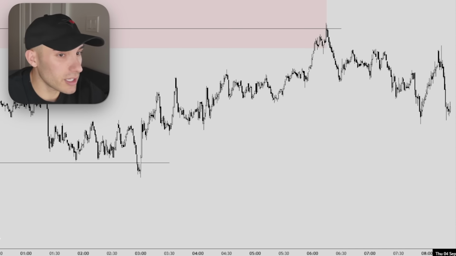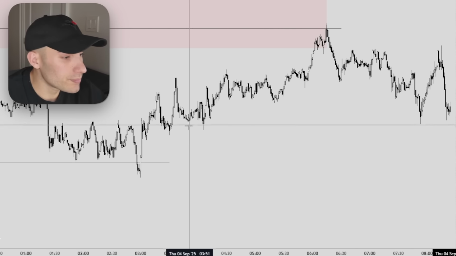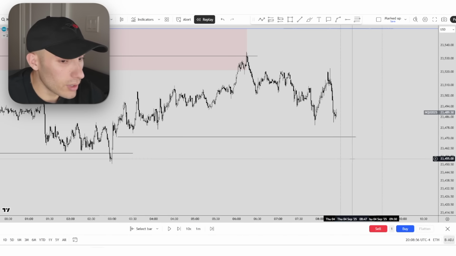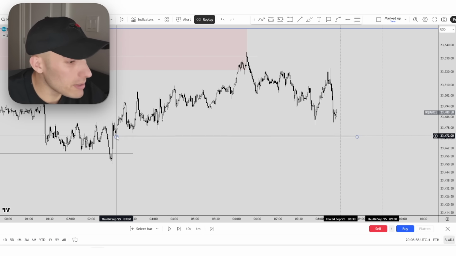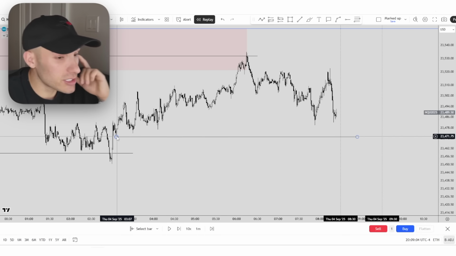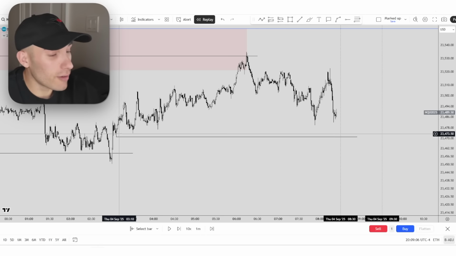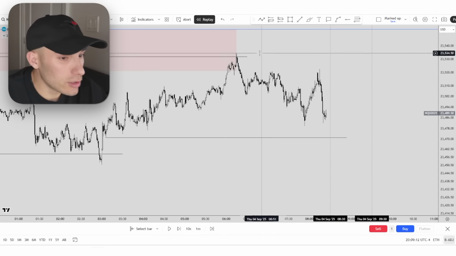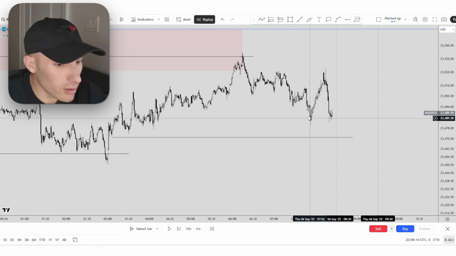Simple thing here is grab this low, okay? And now, ideally, we do not want to be buying unless this low gets taken out, okay? Because then when that low gets taken out, we now understand that we've run a form of liquidity, right? We've taken buyer's liquidity.